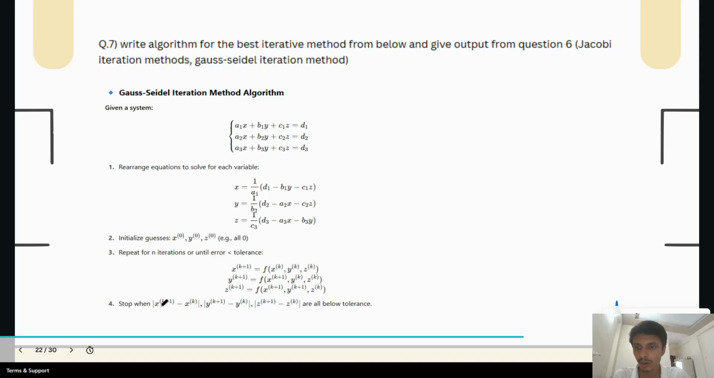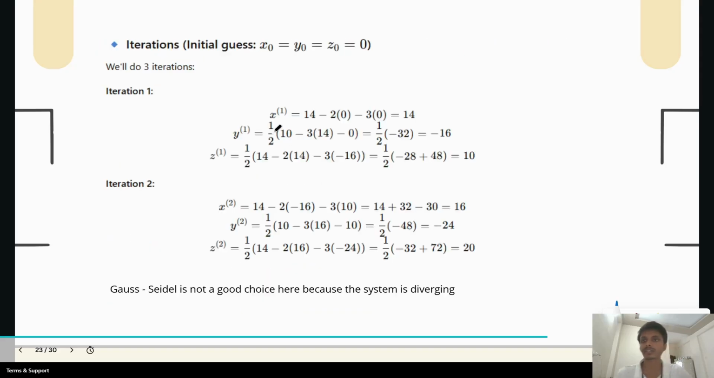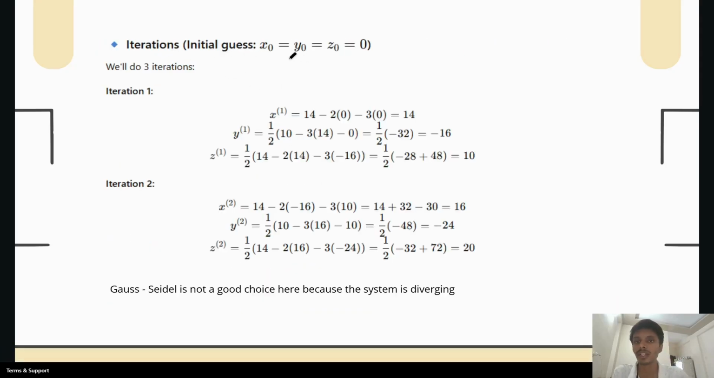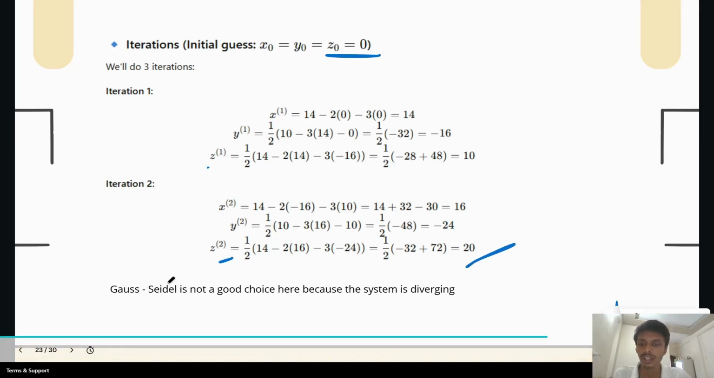We stop when mod of x k plus 1 minus x k, mod of y k plus 1 minus y k, and mod of z k plus 1 minus z k are all three below the tolerance, which is epsilon. First we take x0, y0 and z0 as 0, solving the earlier given equation. In iteration 1 we get z1 equal to 10, and in iteration 2 we get z2 equal to 20.